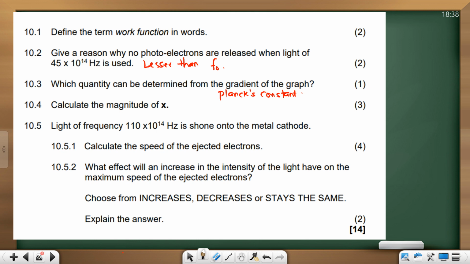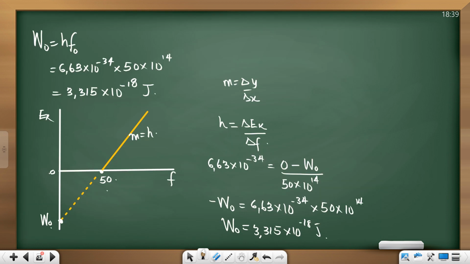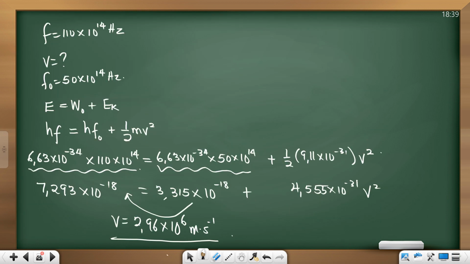Photons. The maximum speed remains the same. Why? Number will only affect what? Number. Make sense? The number of photons will only affect the number of what? Electrons. Check. We are done. What's your answer? Stays the same. Explain. Number of photons will only affect the number of electrons. Kinetic energy remains what? The same. Therefore, the speed remains the same. You jump from there, you close the paper, you submit, you are done.